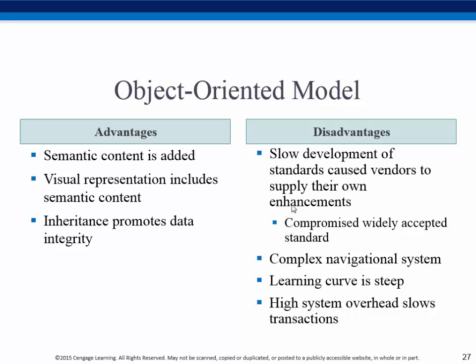The advantages of OO: semantic content is added. Visual representation includes semantic content. Inheritance promotes data integrity. And the disadvantages: slow development of standards caused vendors to supply their own enhancements, which compromised the widely accepted standard. Complex navigational system. Learning curve is steep. High system overhead slows down transactions.